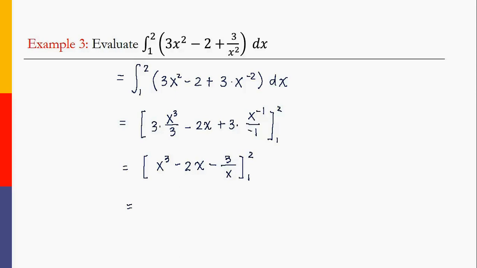When x equals 2, we get 8 minus 4 minus 3 over 2. When x equals 1, we get 1 minus 2 minus 3. So we get 4 minus 1/2 is 2.5, minus 1 minus 2 minus 3, we get negative 4, so it's plus 4. So the final answer is 6.5 or 13 over 2.